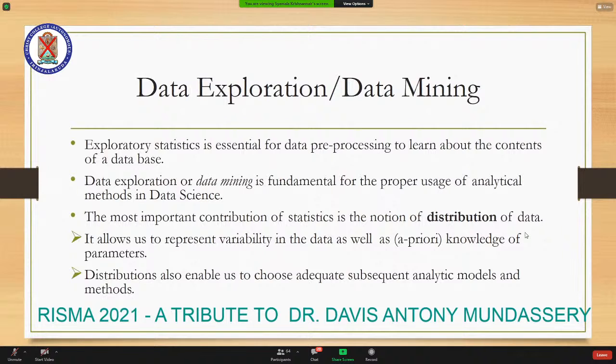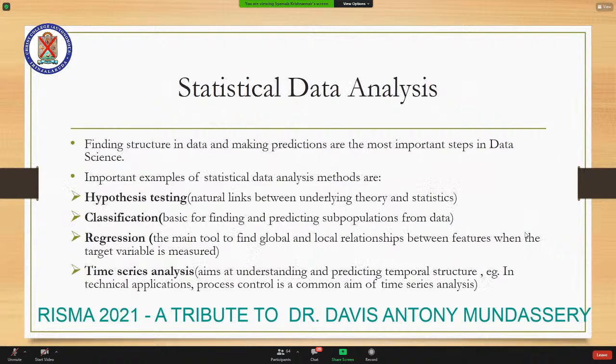In the same step, in the same block, I also said that statistical models come together. So once we have the exploration part done, then the statistical analysis, we select the model. Here, finding structure in the data and making predictions are the most important steps in data analysis. So that's why we use the statistical models.